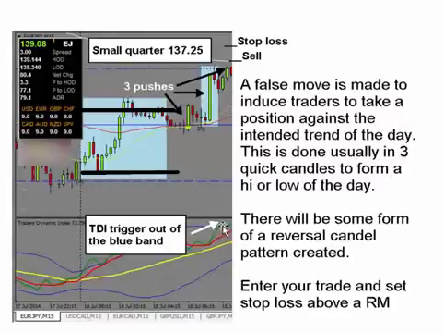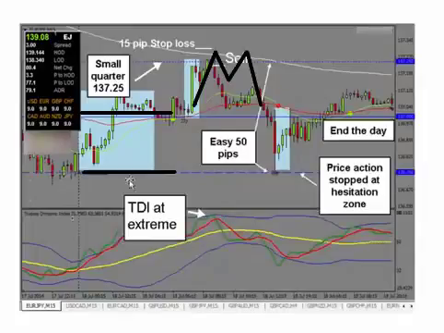And you can see here, this is a small quarter point. And what you can do is, when you see this second leg like this right up against the number, you can enter a sell trade and you can have a 10 to 15 pip stop. And in this trade you could have an easy 50 pips.